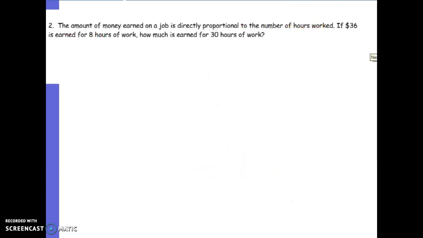All right, the next one says the amount of money earned on a job is directly proportional to the number of hours worked. Directly proportional is another way of saying a direct variation. So let's let M be equal to the money and H be the number of hours.